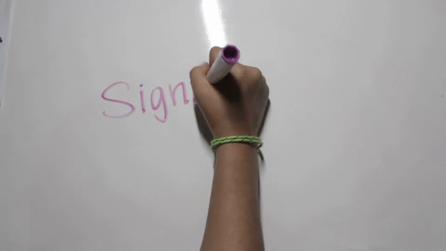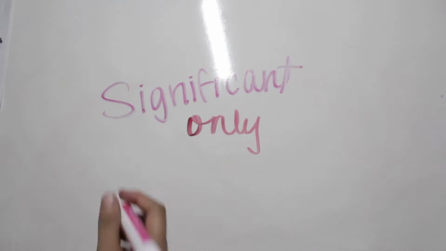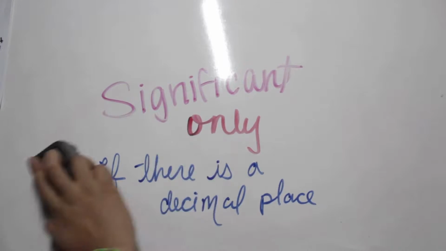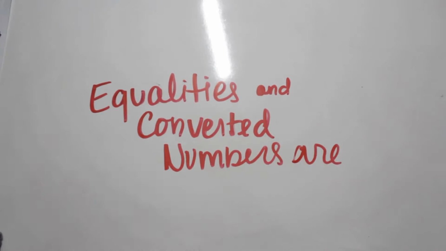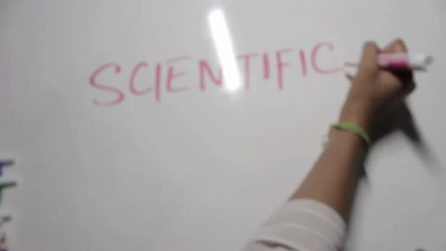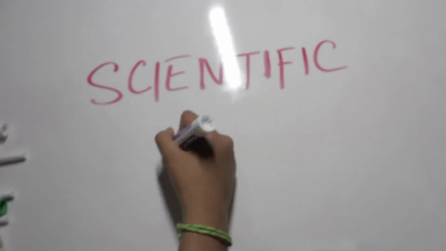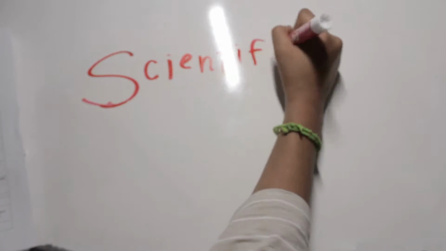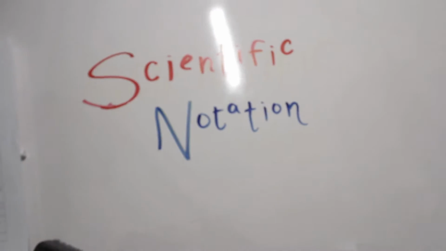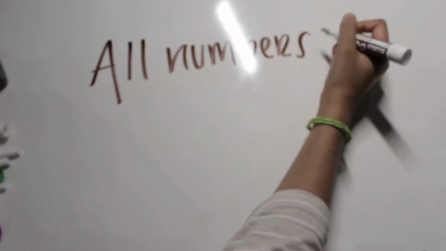Finally, the last rule is that zeros after the numbers are only significant if there is a decimal place in the number. Those rules are all fine and well for numbers, but what about things like pi? In general, these are considered to have infinite significance and are usually not a part of any of the calculations. Before I forget, all converted numbers, equalities, and other things like that are also considered to be infinitely significant.